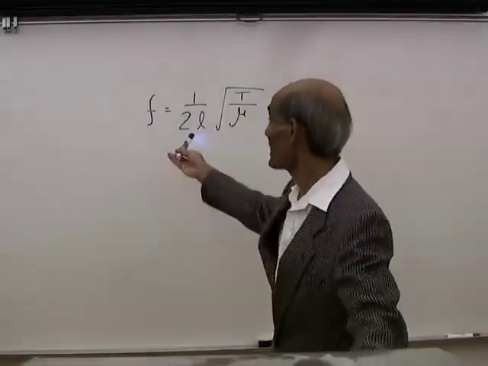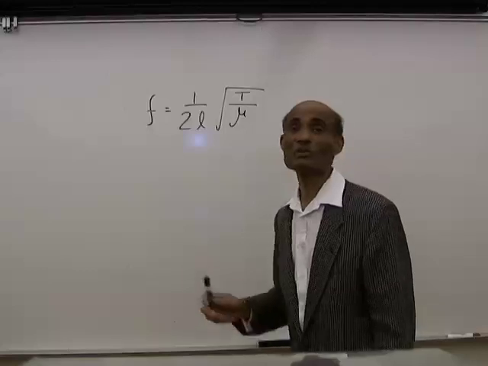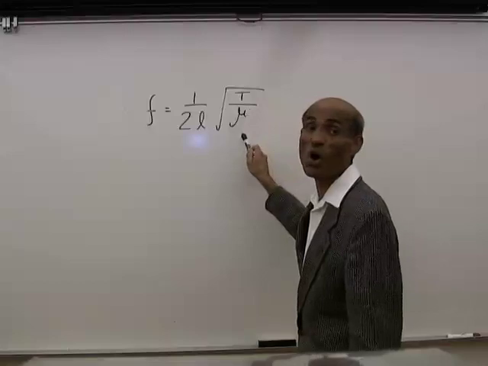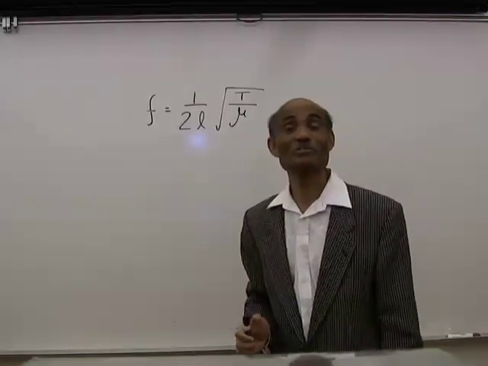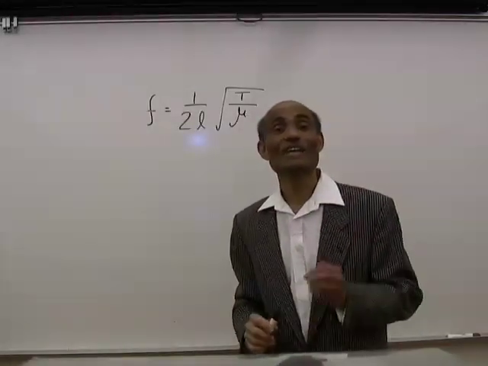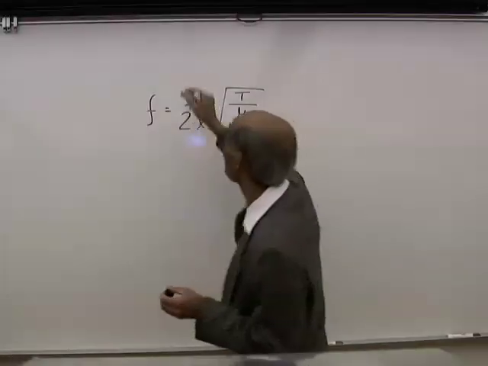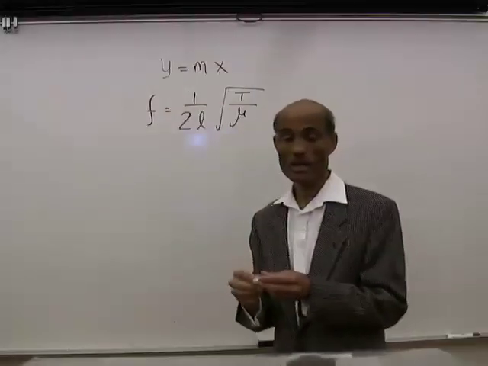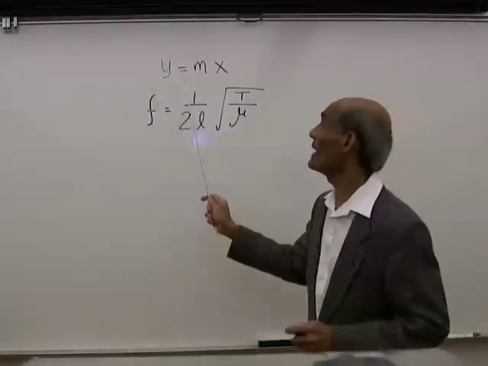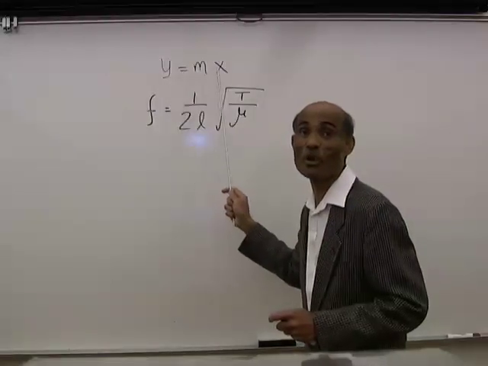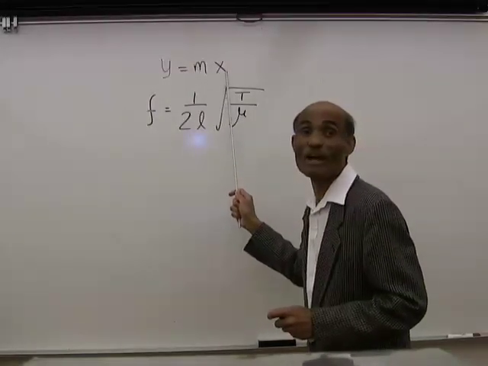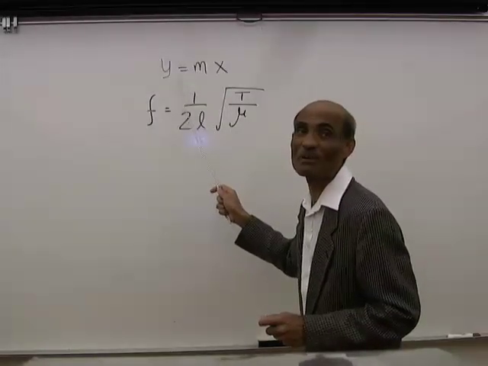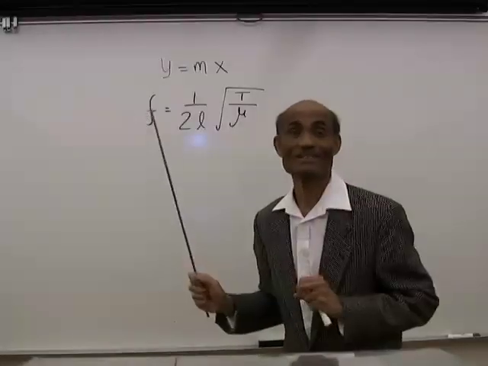Okay, now suppose I have an equation f equal to 1 over 2l square root t over mu, and I ask you to write this equation in the y equal to mx form. Now remember, in the equation y equal to mx, y is a variable, x is a variable, x is the independent variable, y is the dependent variable, and m is a constant.